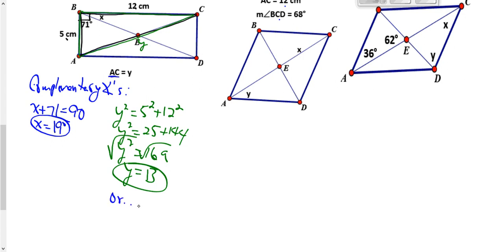Or, you could have done this. There's a triple. See how, if you can remember those, you don't have to, but see how easier it makes life? Right? 5, 12, 13. What's the first one we talked about? 3, 4, 5 right triangle. 5, 12, 13.